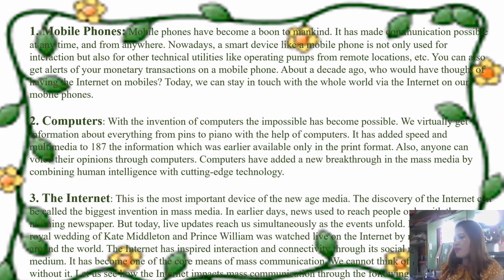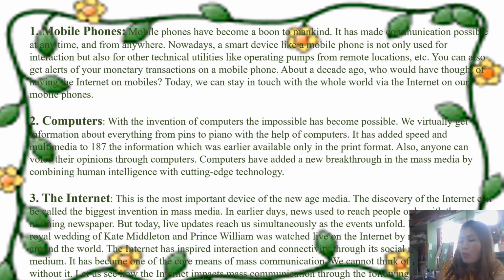In earlier days, news used to reach people only with the morning newspapers, but today, live updates reach us simultaneously as the events unfold. For example, the royal wedding of Kate Middleton and Prince William is watched live on the internet by millions of people around the world. The internet has inspired interaction and connectivity through its social networking medium.